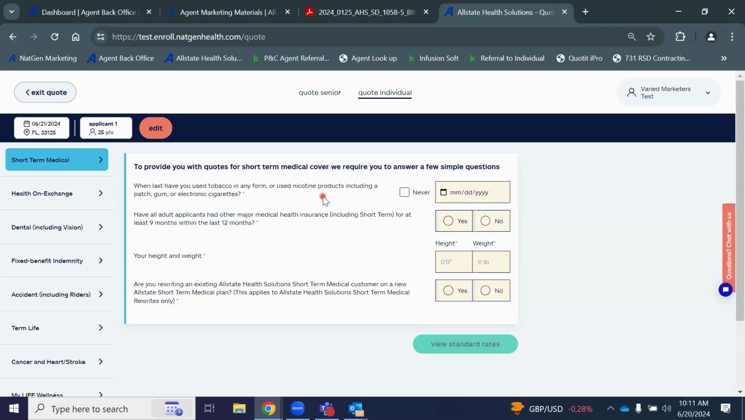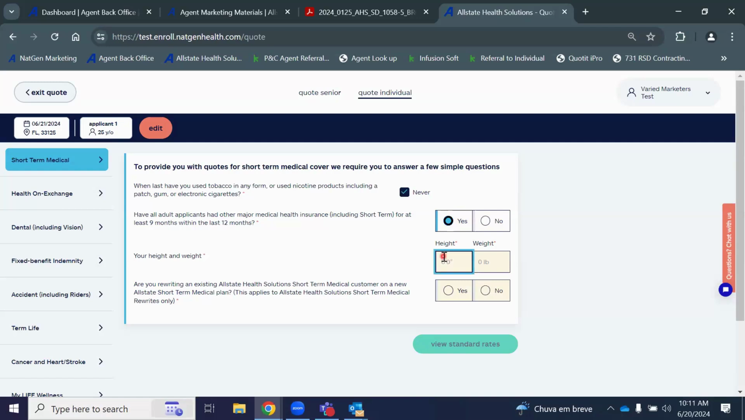A couple of questions that we ask on a short-term medical policy is the client using nicotine, tobacco in any way, shape, or form? If they are, there's a typical rate increase of 10 to 20% depending on the gender and the age. And we ask a question, has the client had major medical? I'm not worried about it with who. We just want to know if they've had any type of medical coverage 9 months out of the last 12. If they have, we'll issue a discount on that policy.